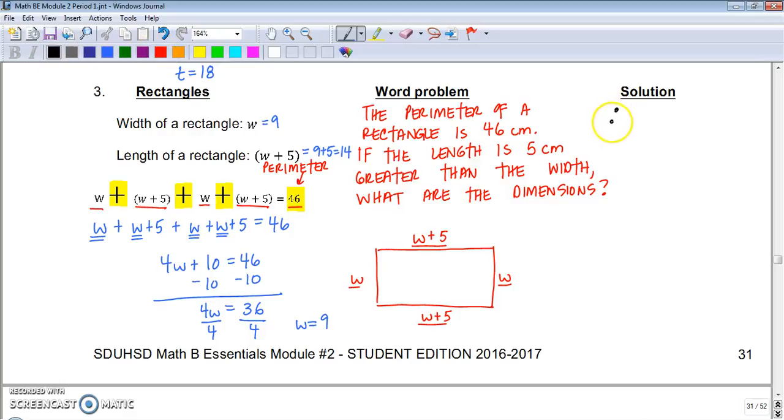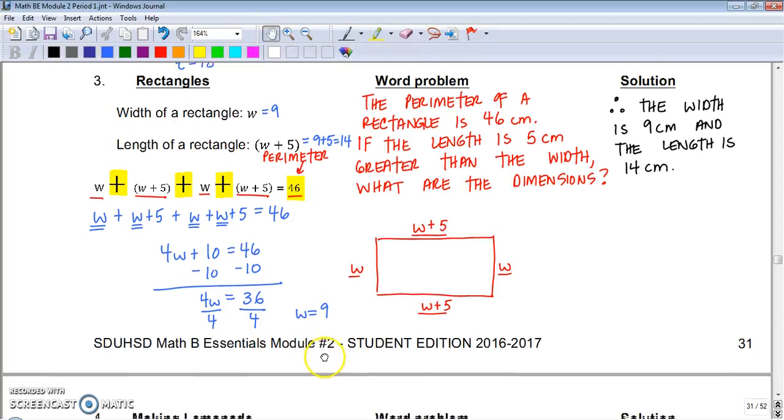So then my solution is, therefore, the width is 9 centimeters and the length is 14 centimeters. Whenever I do a rectangle problem, I find it very helpful to draw a picture just so I have a visual. Feel free to pause the video, but I'm going to go on to number 4.